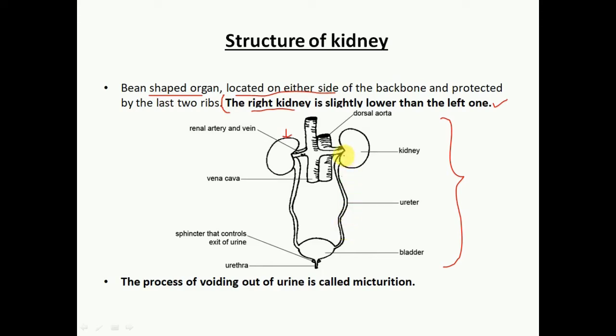It emerges from the kidney and goes down to enter into the urinary bladder. Now the urinary bladder opens into the urethra, which helps in the process called micturition. Micturition is the process of voiding out of urine, meaning the removal of urine from the body to the outside. So the urine is removed with the help of the urethra. The urethra is a tube-like structure, and it is controlled by the sphincter. Sphincter is a kind of muscle which helps in the opening and closing of the urethra. Okay, this is the bladder which stores the urine.